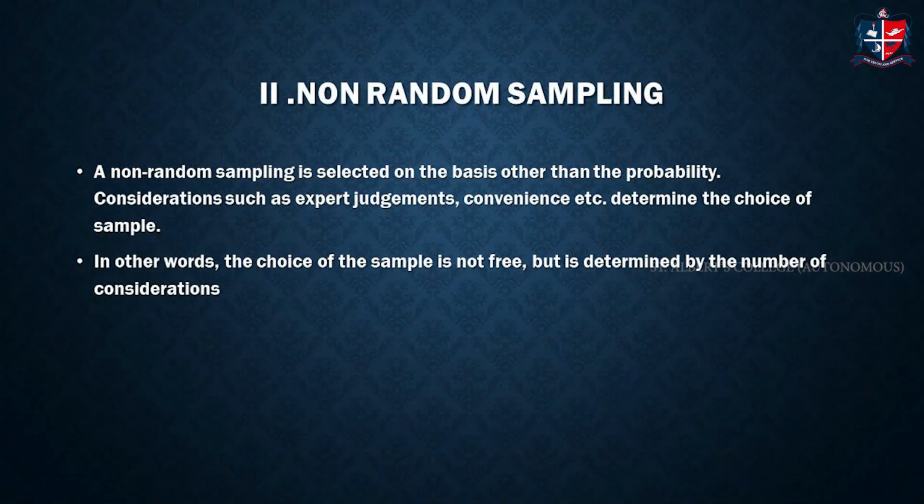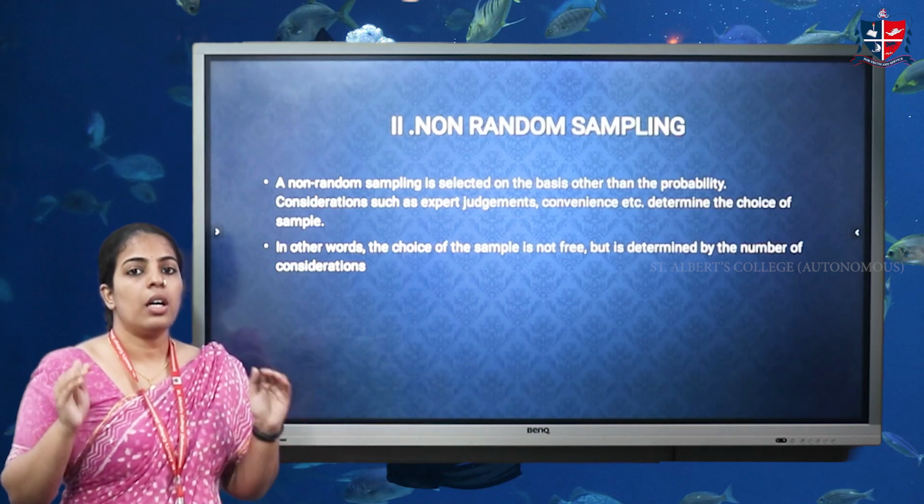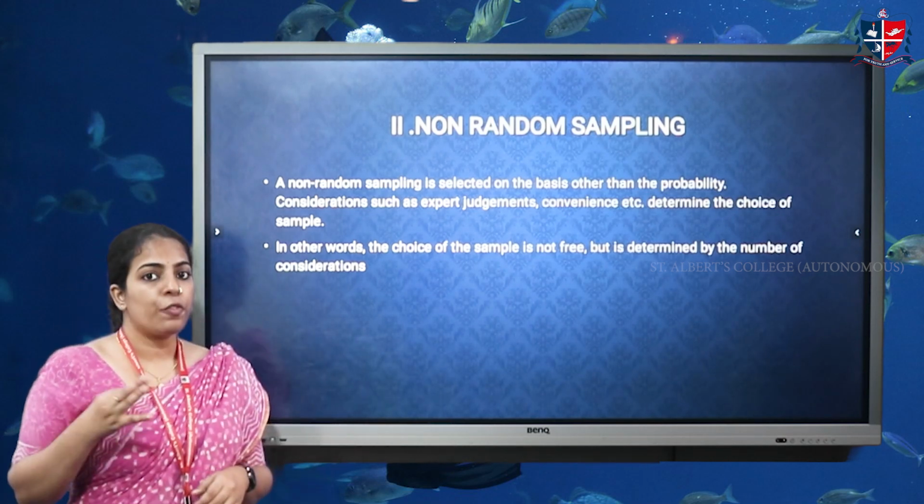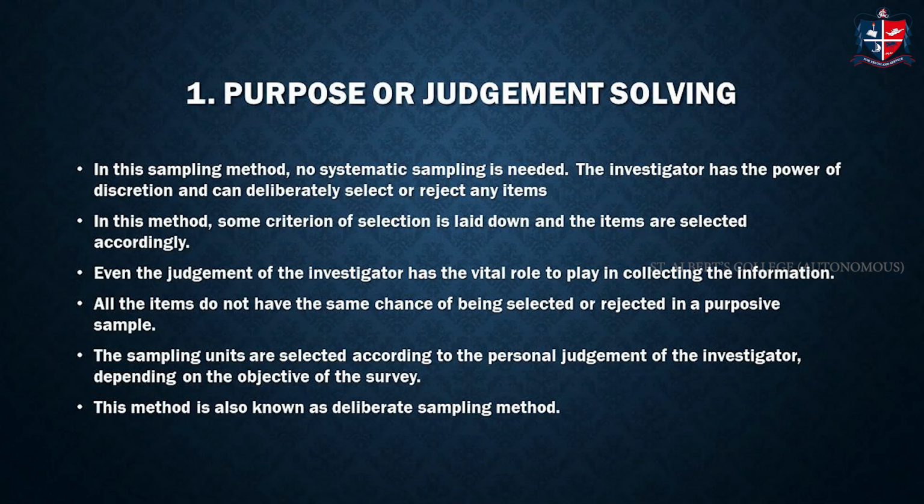Now next is non-random sampling methods. These are methods which are purely based on the investigator's or an individual's perspective. These are mainly of three types. Let's look at them in depth. The first one is purposive or judgment sampling.